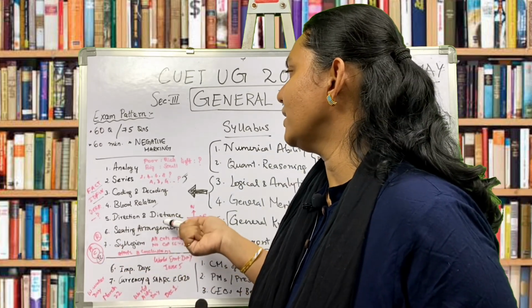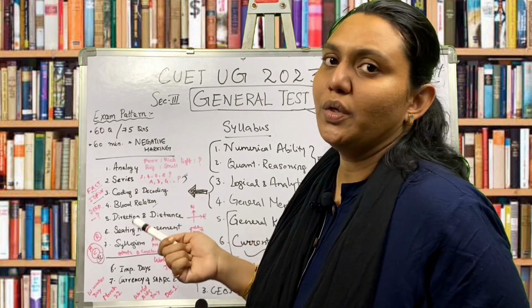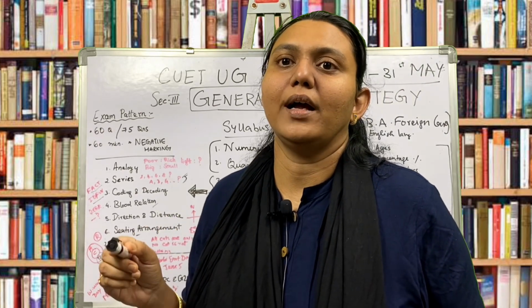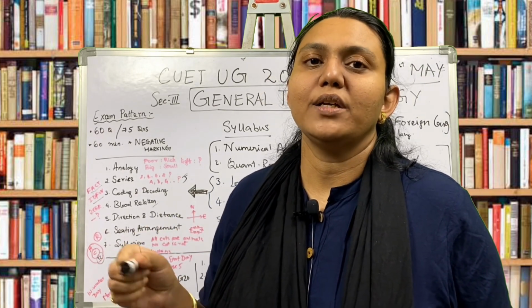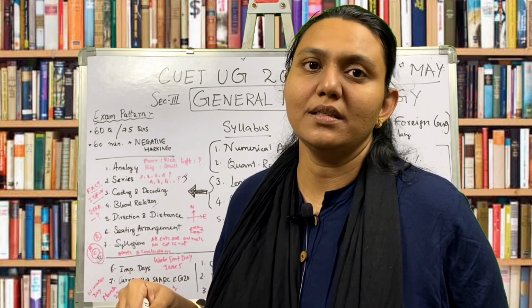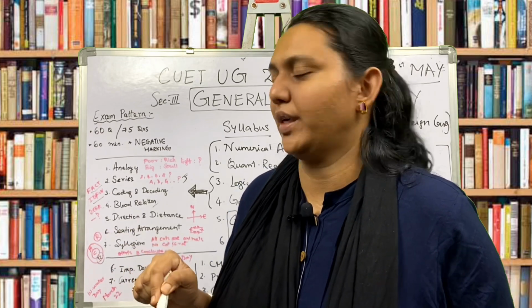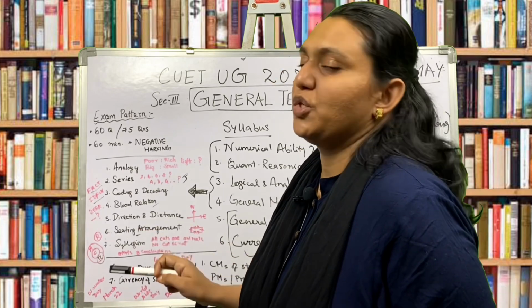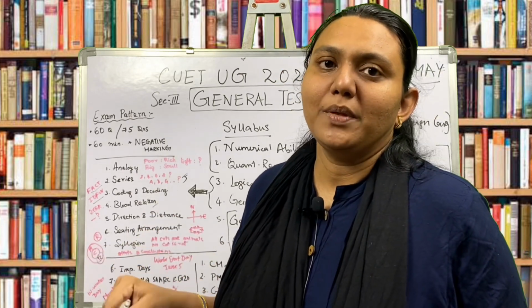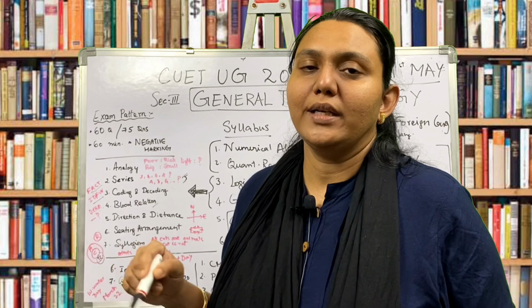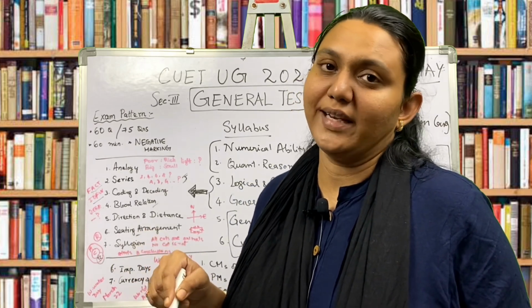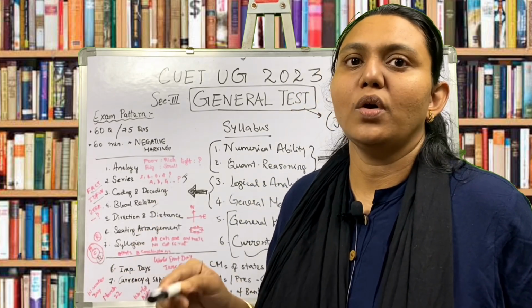Okay. And then there are questions on direction and distance. You will be told that a person is standing and facing north direction. He has taken a 180-degree turn and traveled some distance, and what is his current location. Then the seating arrangement. You will be asked that a group of people are sitting in a circle or at a table, a rectangular arrangement. Who is sitting opposite of A or B?